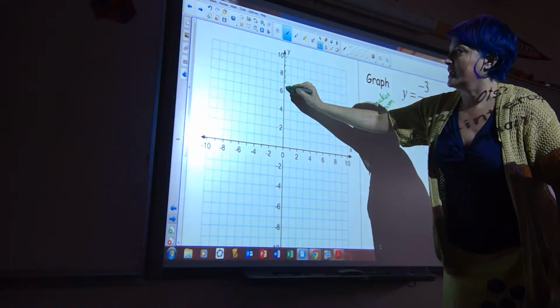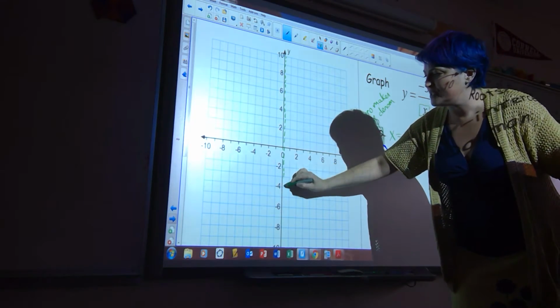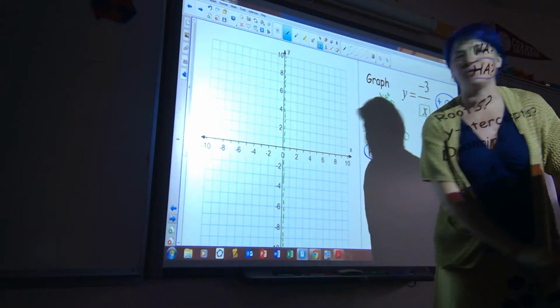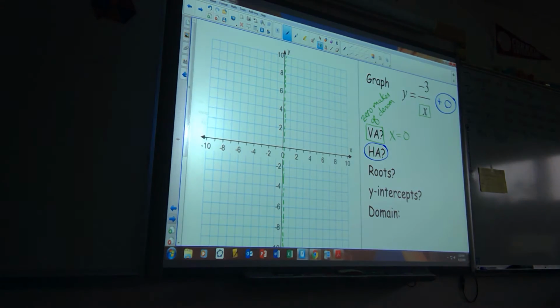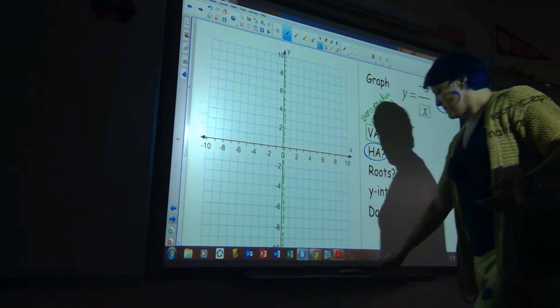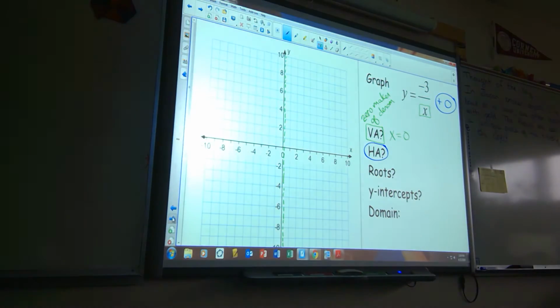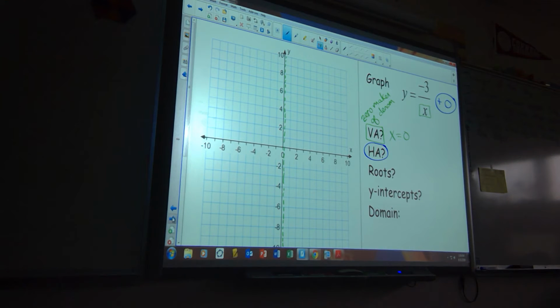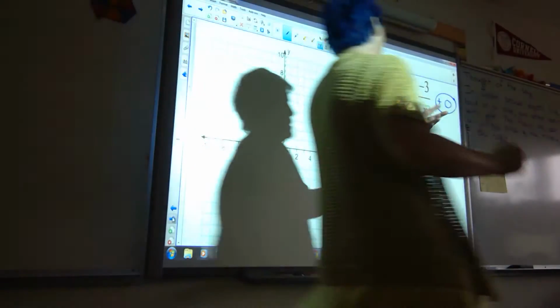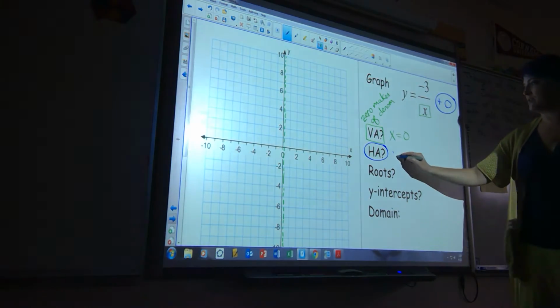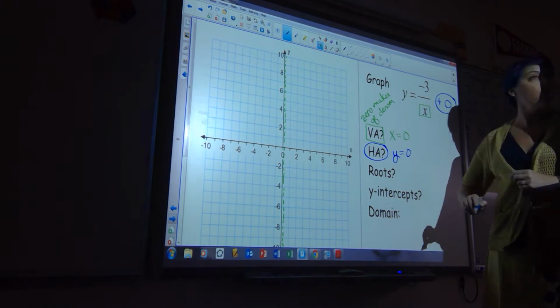So I'm going to draw that in. When it's on the axis, just do a dashed line right next to it, or maybe use a highlighter. That could help as well. Our horizontal asymptote, since there was no k value added at the end, is just a 0, and so therefore we have a horizontal asymptote at y equals 0.